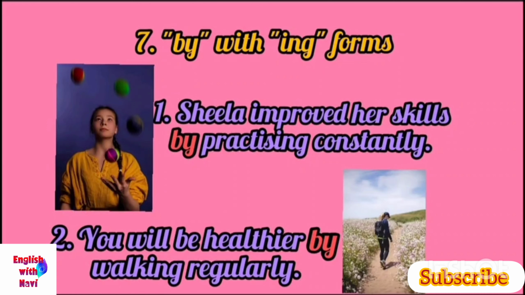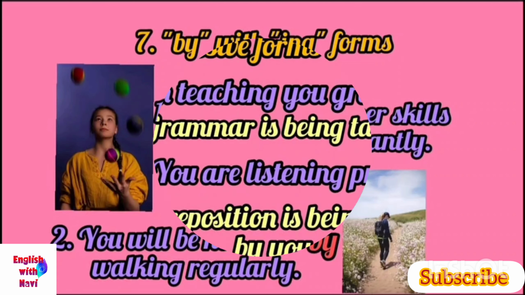This structure basically explains how to do something. For example, look at the first example. Sheila improved her skills by practicing constantly. All right. You will be healthier by walking regularly. So, how will you be healthy? By walking. All right. So, that's how you would use the word by with gerund form as well. This means how to do something.